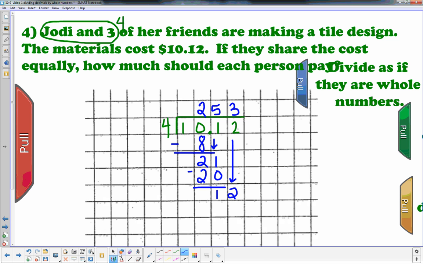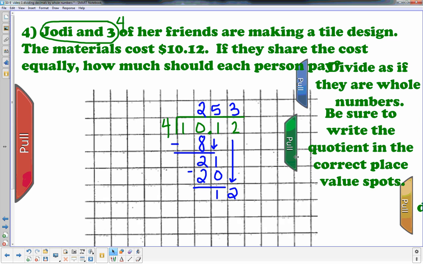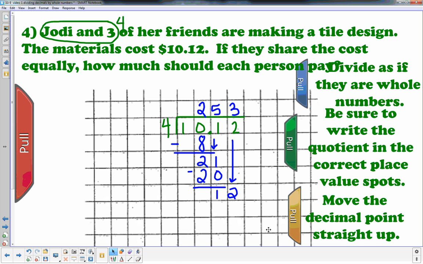So don't forget, you got to make sure that you're lining up your quotient in the correct place value spots. The 2 should be above the 0, the 5 above the 1, the 3 above the 2. The last thing we do is move that decimal point straight up. 2 and 53 hundredths. Well, what is that?